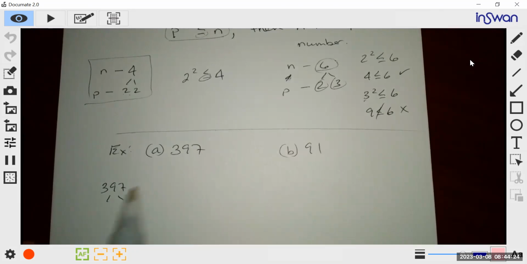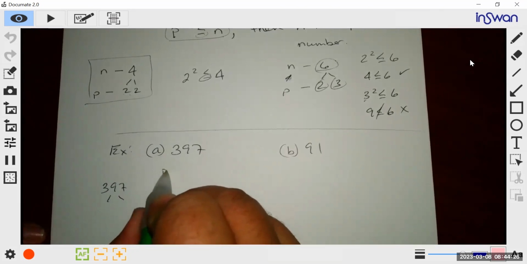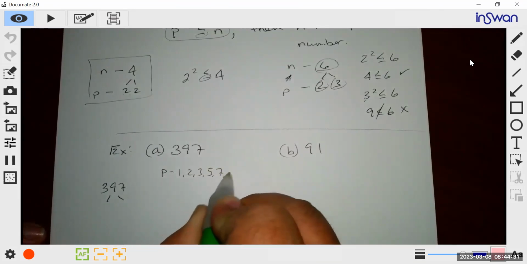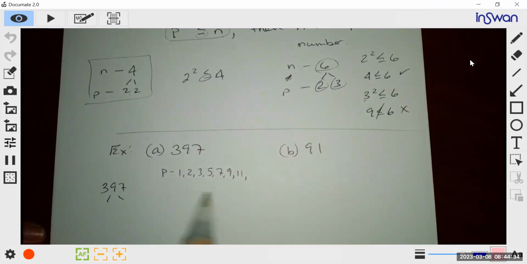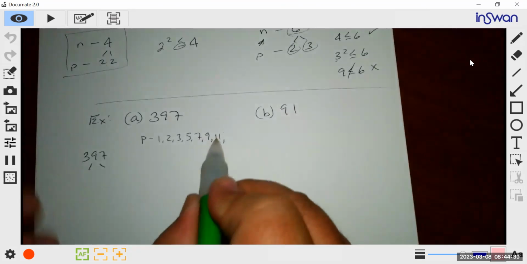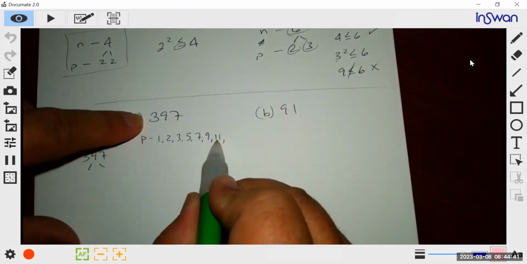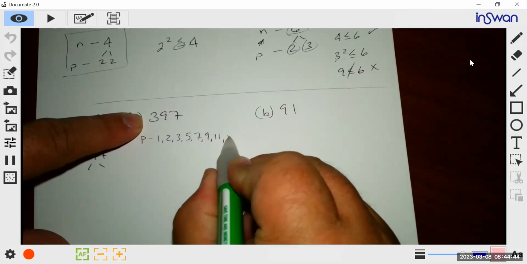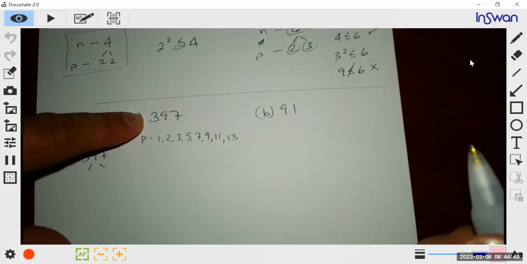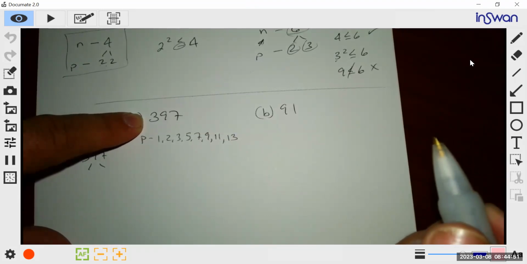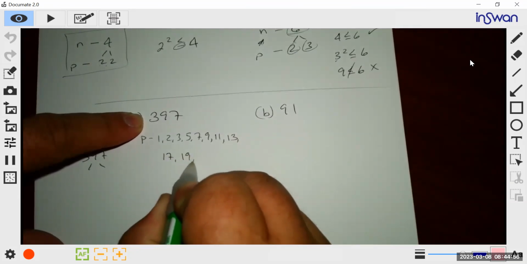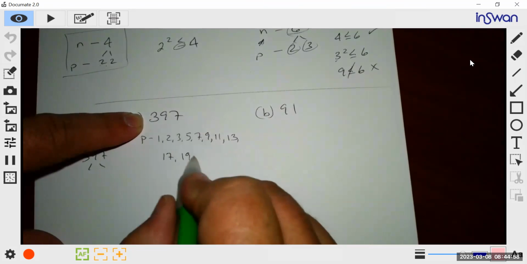Well, let's look at the numbers. Let's look at the first series of prime numbers. Let's look at all the prime numbers: 1, 2, 3, 5, 7, 9, 11. Because we have to go all the way until P squared is less than N. 11 times 11 is 121. We just have to go further. The next one is 13. 13 times 13 is 169. Then 17, 19, plus 20, 20 squared is 400. So it has to be up to 19.